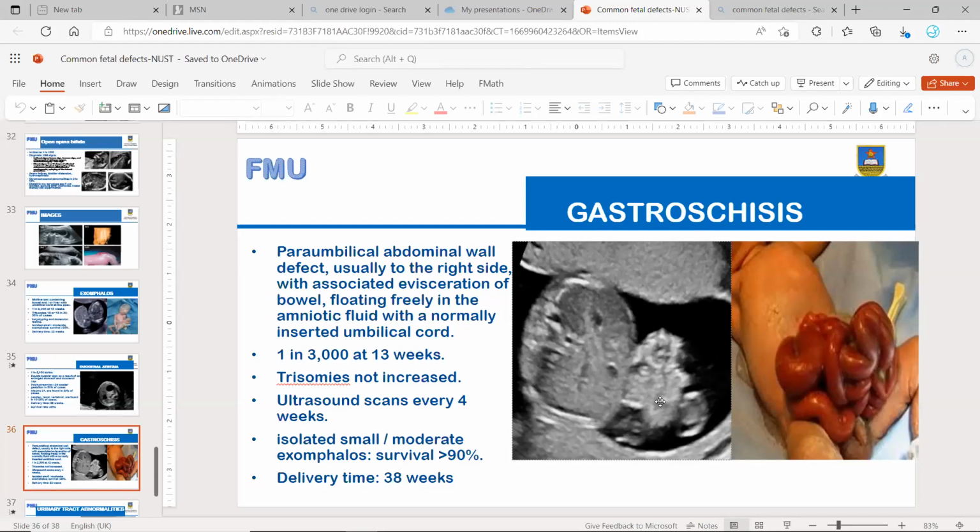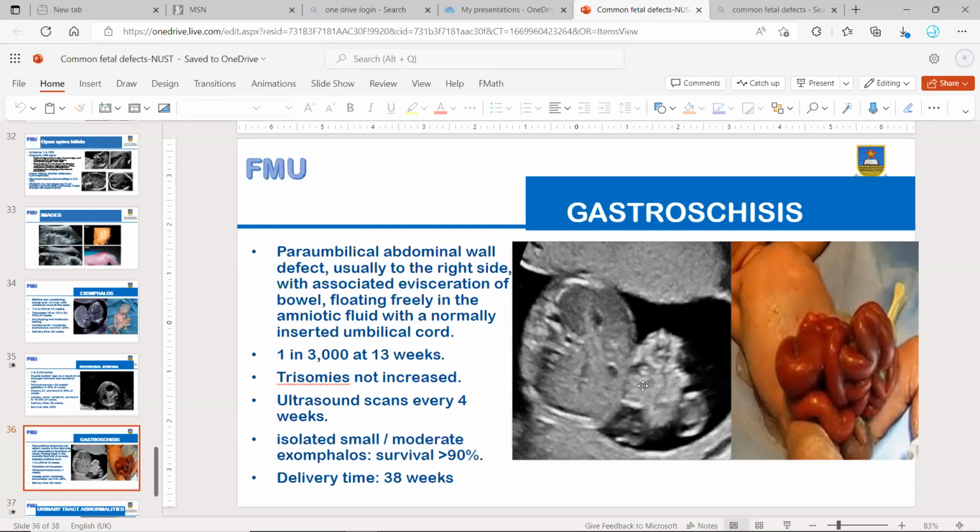In terms of what may go out, in most cases, it is the bowel. In rare cases, it could be the stomach. In extremely rare cases, the liver may go out. But in most cases, it is the bowel that goes out. It is fairly common, 1 in 3,000 at 13 weeks. If it is isolated, which is the most common case, it is a very good prognosis.